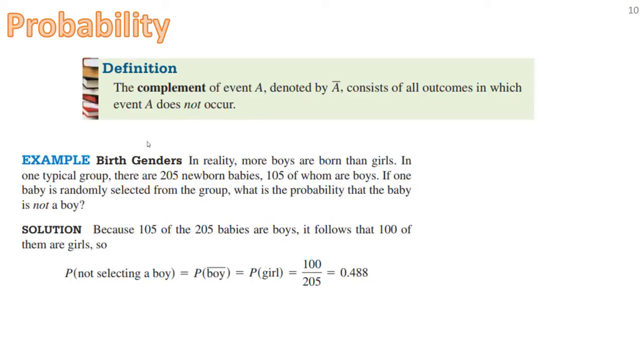Here we have one more definition: the complement of an event. The complement of event A, and this is how it is denoted, consists of all outcomes in which event A does not occur. So remember, your sample space is a set of all the possible outcomes. The event A is a subset of that sample space. The complement of event A are all the elements in the sample space that are not in that subset A.